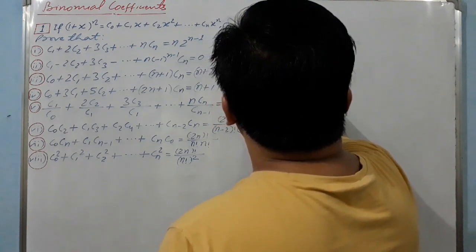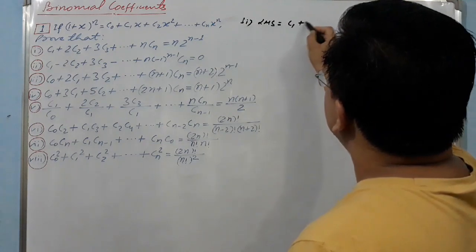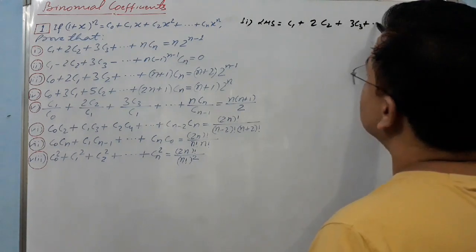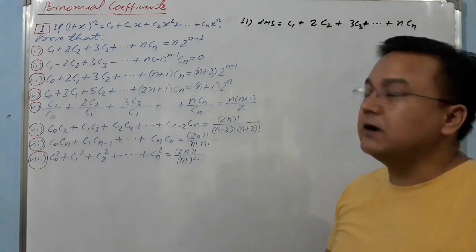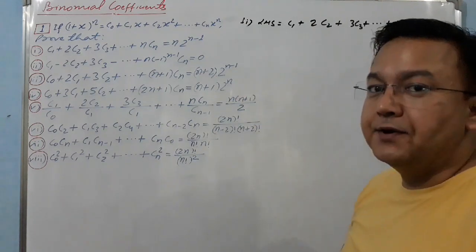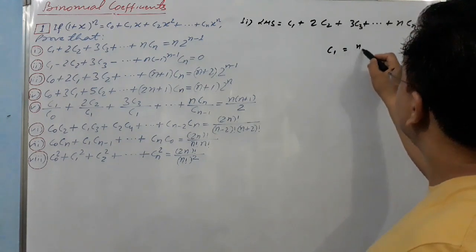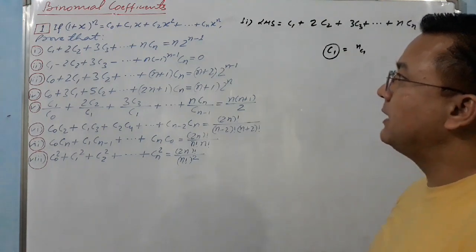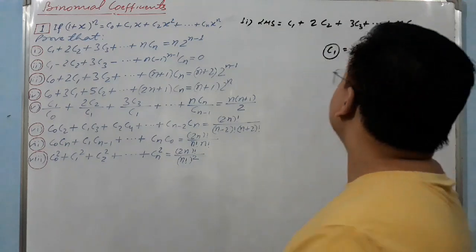First, I'm taking the left hand side. On the left hand side we have c1 plus 2c2 plus 3c3 plus dot dot plus ncn. Here, listen to me everybody, c1 means nC1, right? c2 means nC2. For simplicity, we have written C1. In binomial coefficients we write only C1, right?